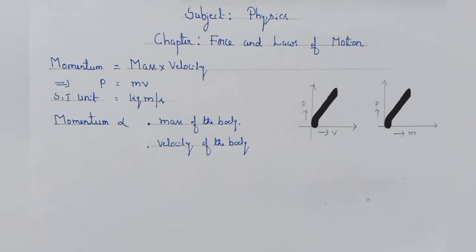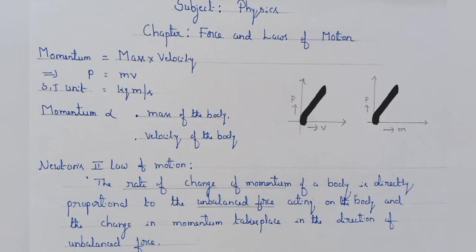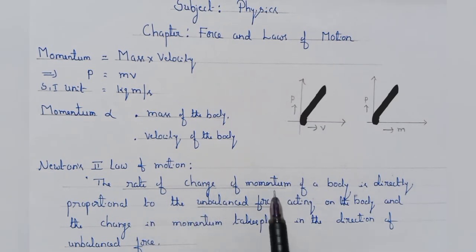Next, Newton's second law of motion. It states that the rate of change of momentum of a body is directly proportional to the unbalanced force acting on the body, and the change in momentum takes place in the direction of unbalanced force. The rate of change of momentum is directly proportional to the unbalanced force. So we can write it as F is proportional to dp by dt.